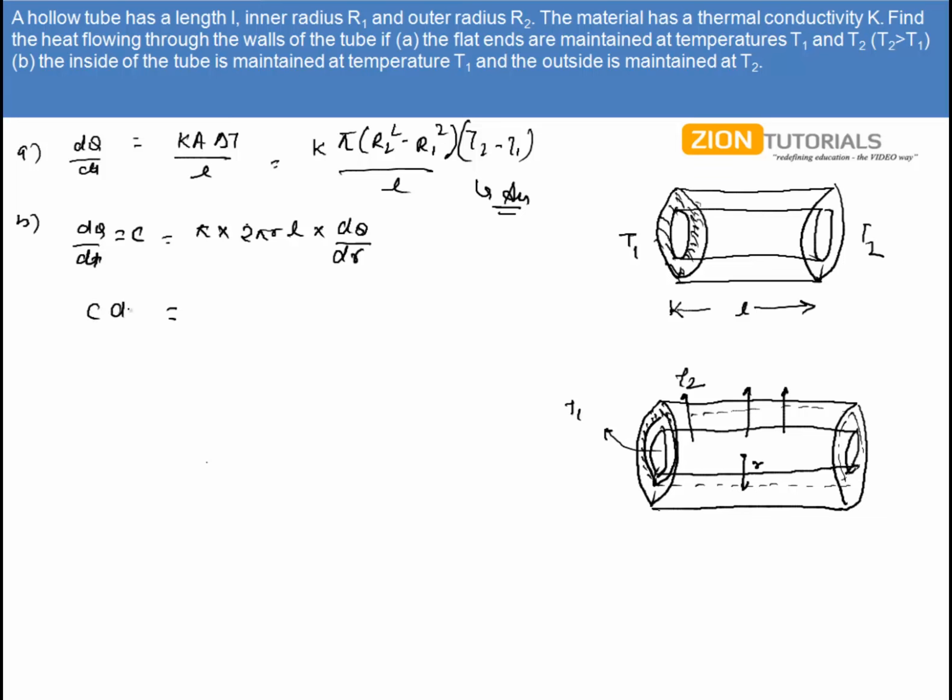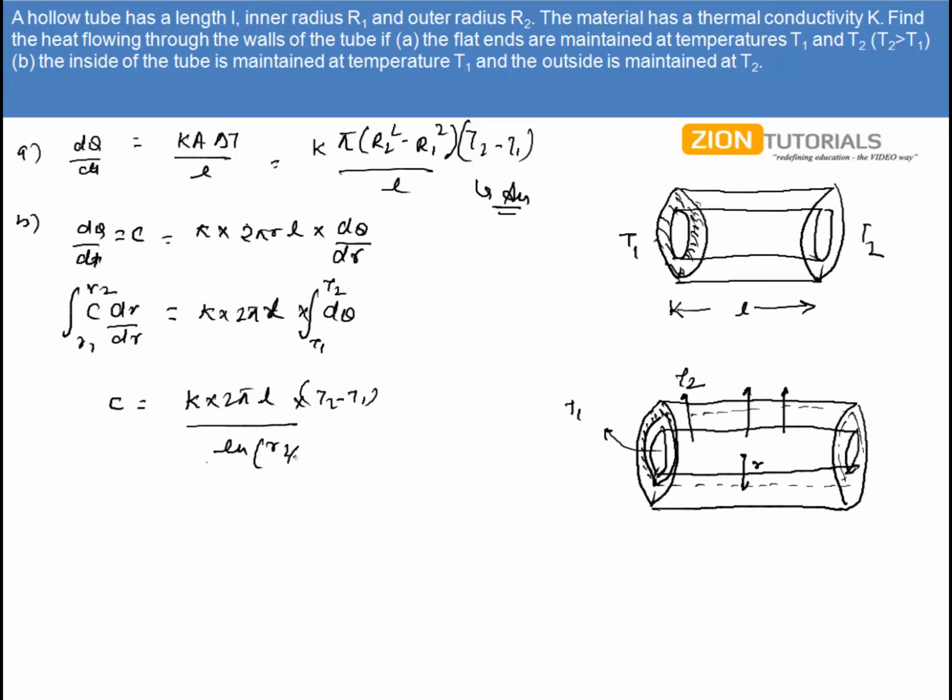So just doing the same thing again, I have C dr by r is equal to K 2 pi L into d theta, where theta varies from T1 to T2, r varies from R1 to R2. So I have the same, that is K 2 pi L into T2 minus T1 divided by natural log of R2 by R1. Okay. This is my answer.